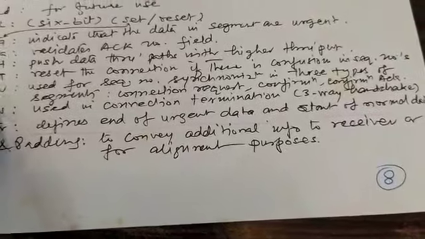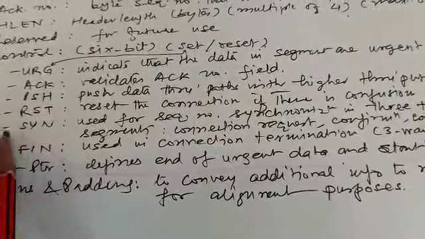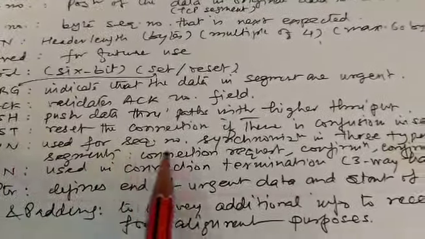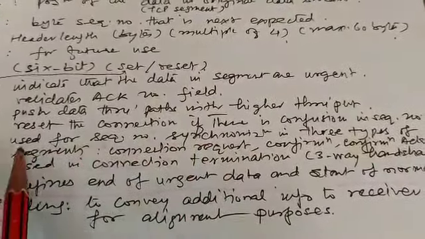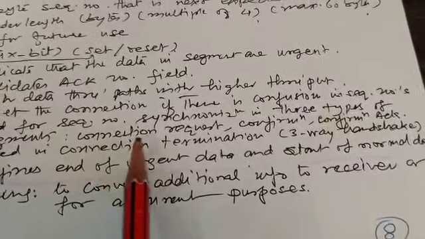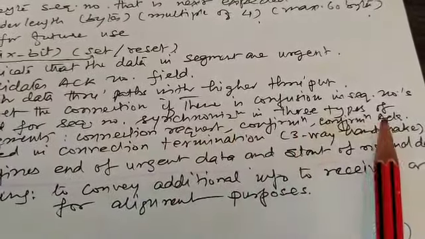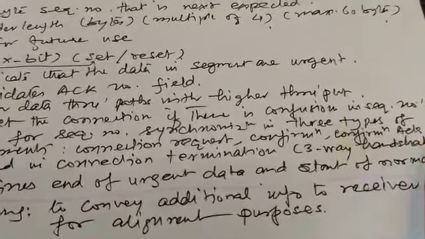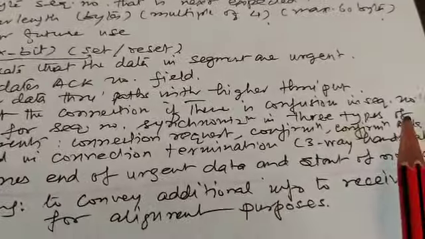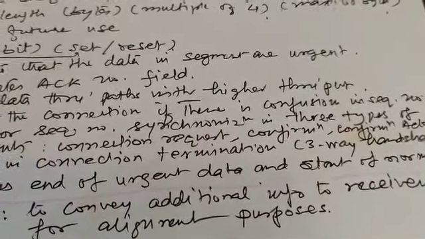SYN is for synchronization. This is used for sequence number synchronization in 3 types of segments: connection request, connection confirmation, or confirmation acknowledgement. That is basically during the connection establishment. For the connection establishment, this will be set to 1.